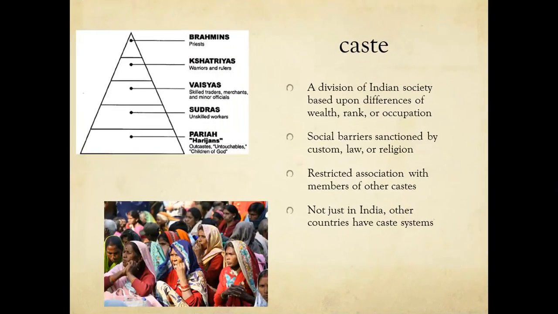Another important term in cultural anthropology is caste. Notice the illustration which identifies and describes the levels of the Indian caste system. A caste is a division of Indian society based upon differences of wealth, rank, or occupation. Social barriers sanctioned by custom, law, or religion. Restricted association with members of other castes, not just in India, but other countries have caste systems.